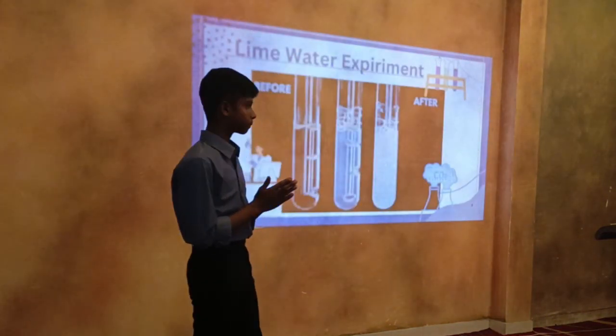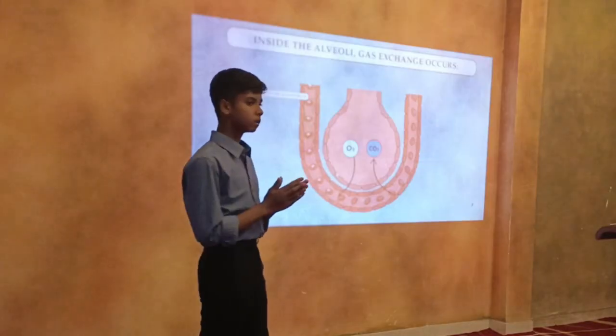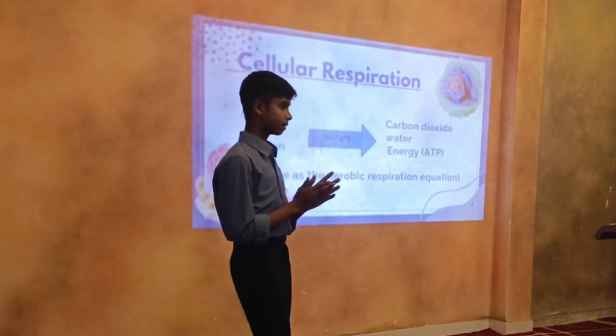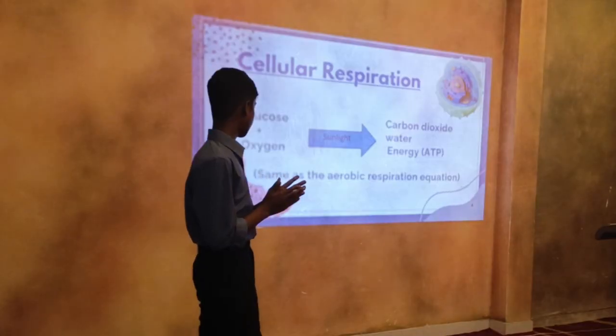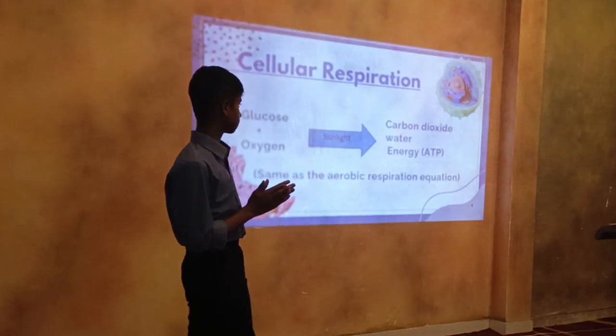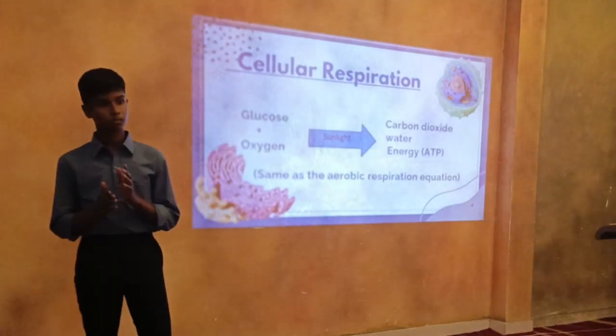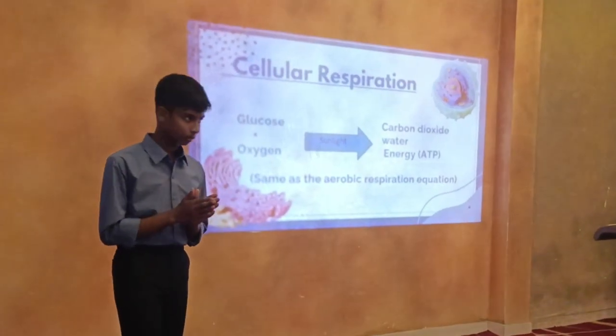Third one is cellular respiration. In that, glucose burns with oxygen to produce energy, forming carbon dioxide and water. Now let's move to the illnesses of the respiratory system.